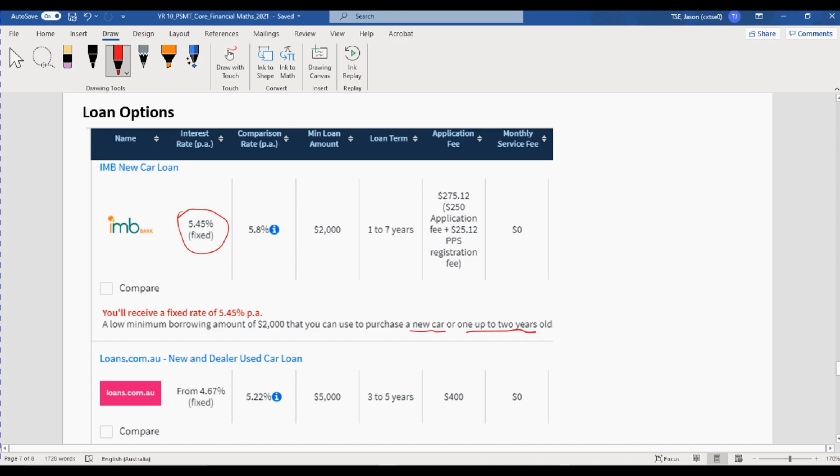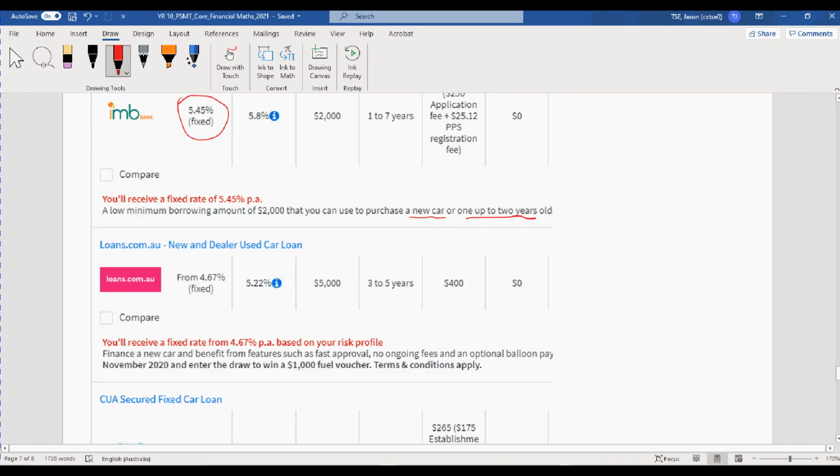You can use this one, right? Or up to 2 years old, right? So you can use a second-hand car, but that car can be older than 2 years, right? So good. That means we can use this one, and you might look for a lower interest rate, because the interest rate is always the lower the better.